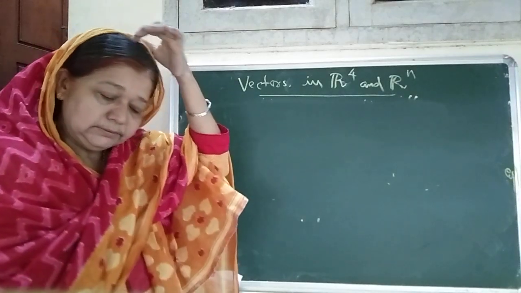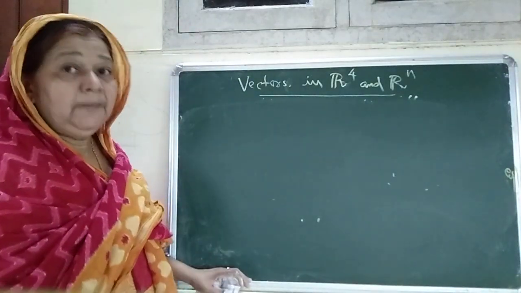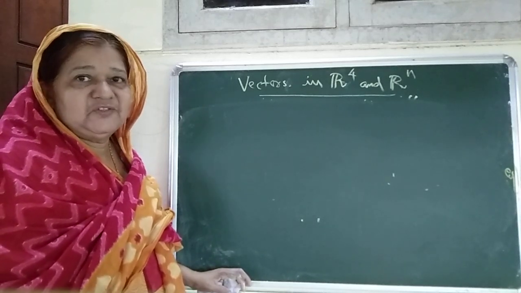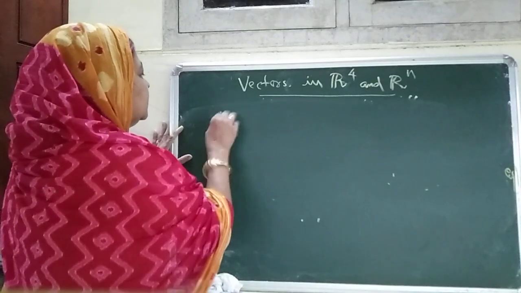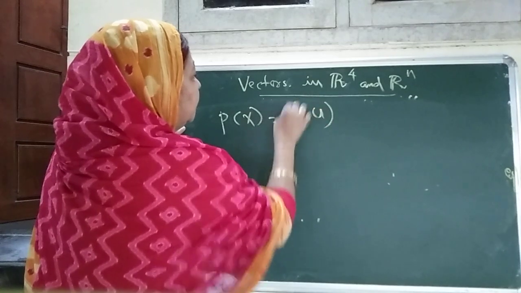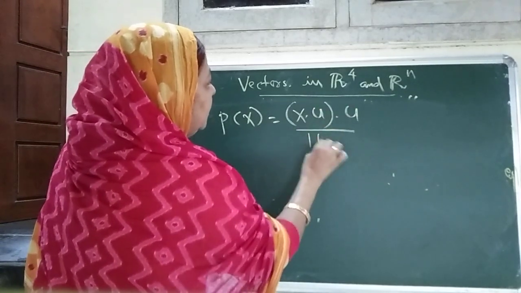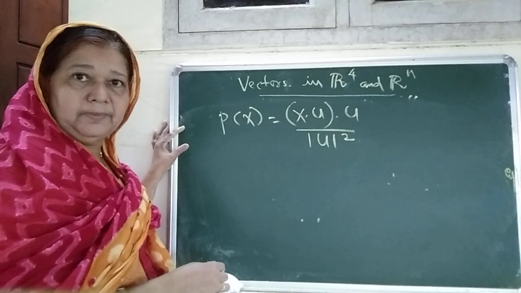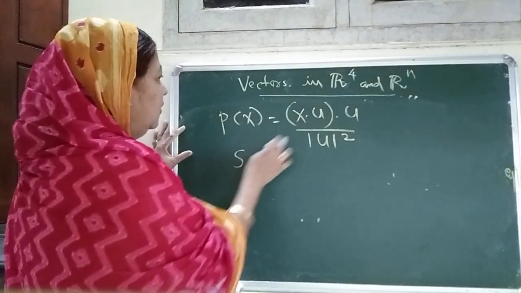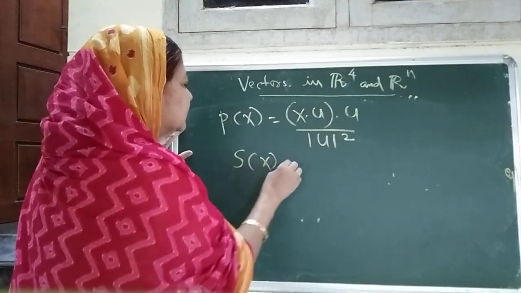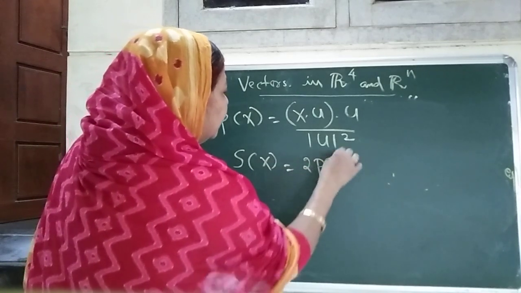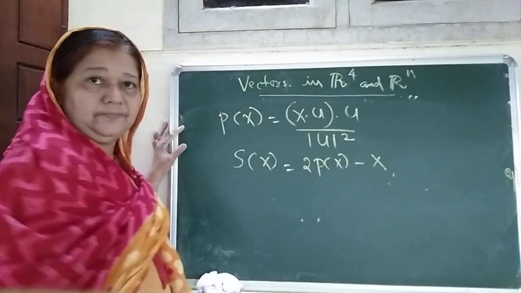Then, just as in the plane and space, we can define these transformations. First, the projection Px. Projection Px is x dot u into the vector u, divided by modulus of u squared. Then we define the reflection, which is the projection of x along u. Then Sx equals 2 into Px, which we have already seen, minus x.